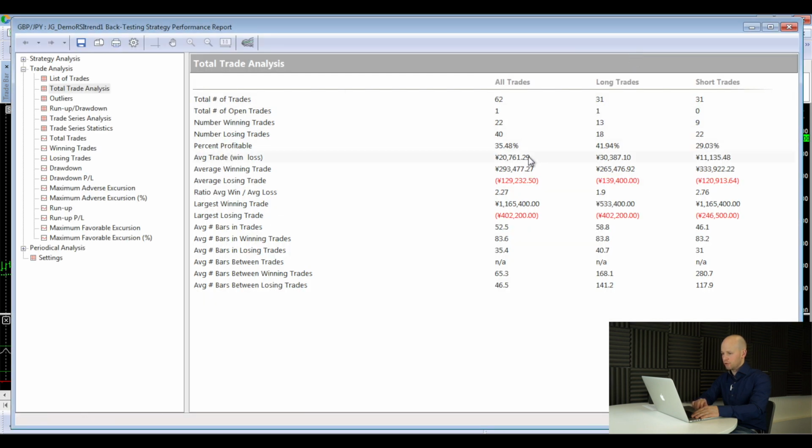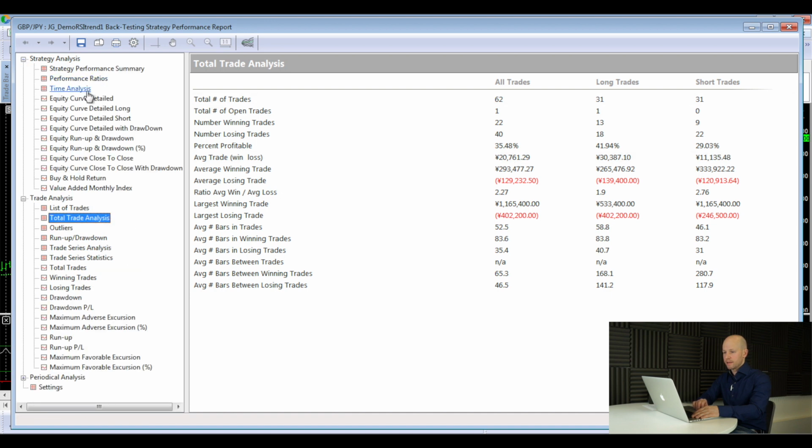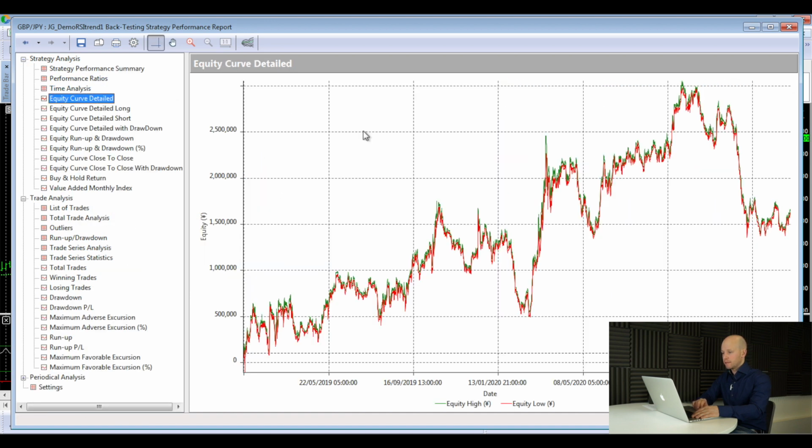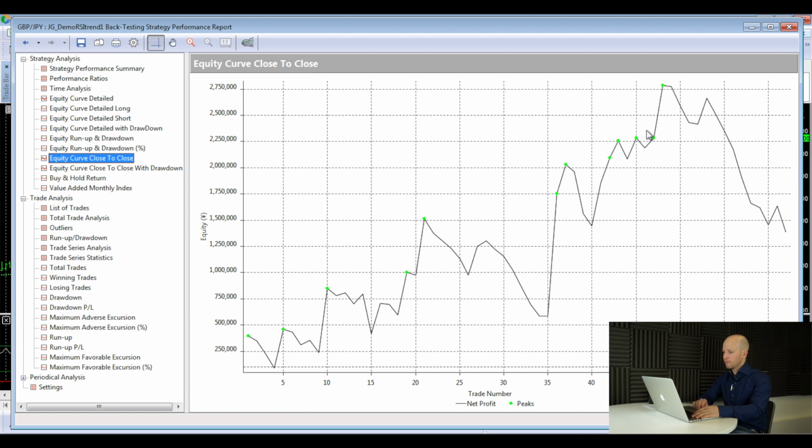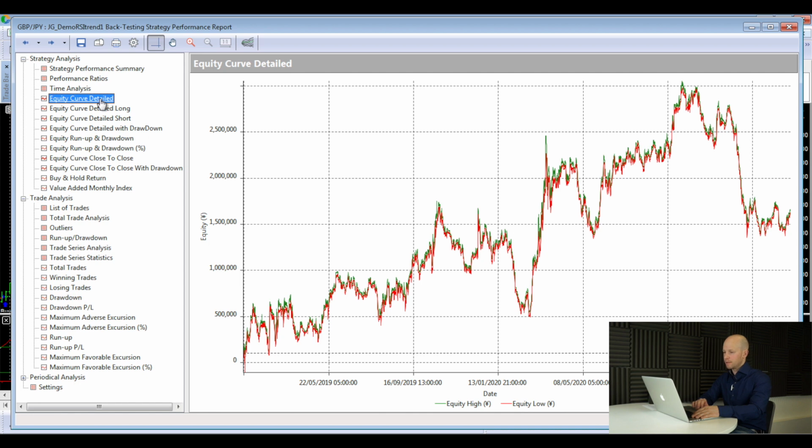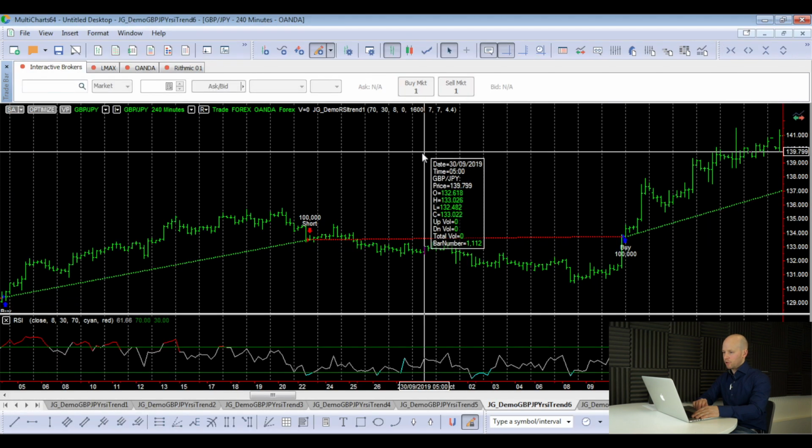We've only got 62 trades, average trade of 20,000, so that's actually reduced a little bit, so perhaps performance has dropped off. But let's have a look at the equity curve. There's the equity curve. We've got some big dips in the equity curve, but overall, if we look at these green dots, they show new highs. Overall, we are making new highs, so that's quite pleasing. That's really good.